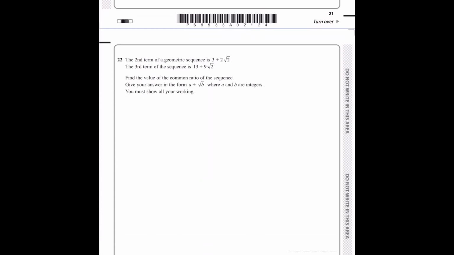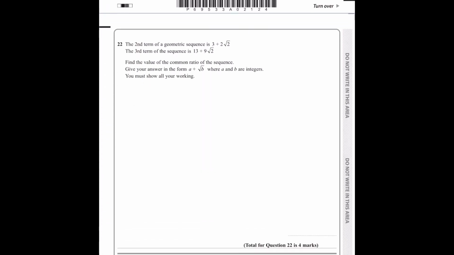Moving on to the last question. This is a geometric sequence question. So we're told the second term of our geometric sequence is 3 plus 2 root 2, and then our third is 13 plus 9 root 2. Find the value of the common ratio and give your answer in the form a plus root of b, where a and b are integers.